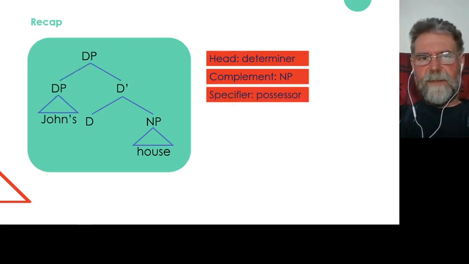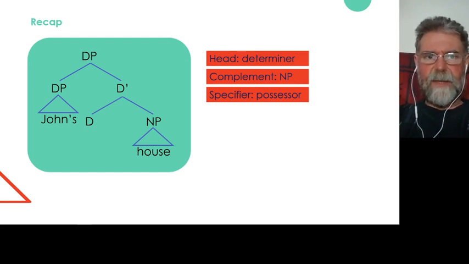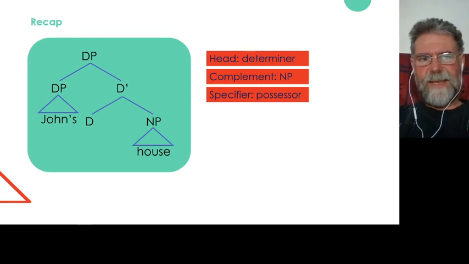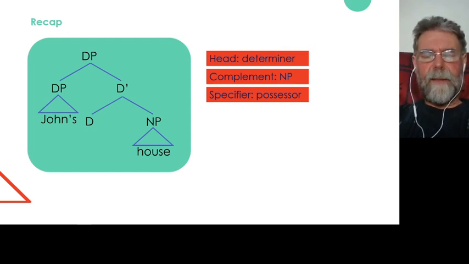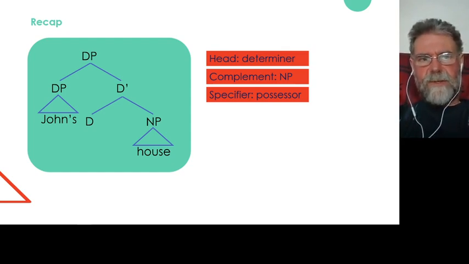We've also claimed that inside the DP we can get a possessor, and the possessor sits in the specifier position of the DP. So in something like John's house, John's here is the possessor DP, sitting in the specifier position of the whole DP. Now, it's this construction that I think we need to say more about, because we just left it at that when we introduced this idea, but there's something odd about this construction.